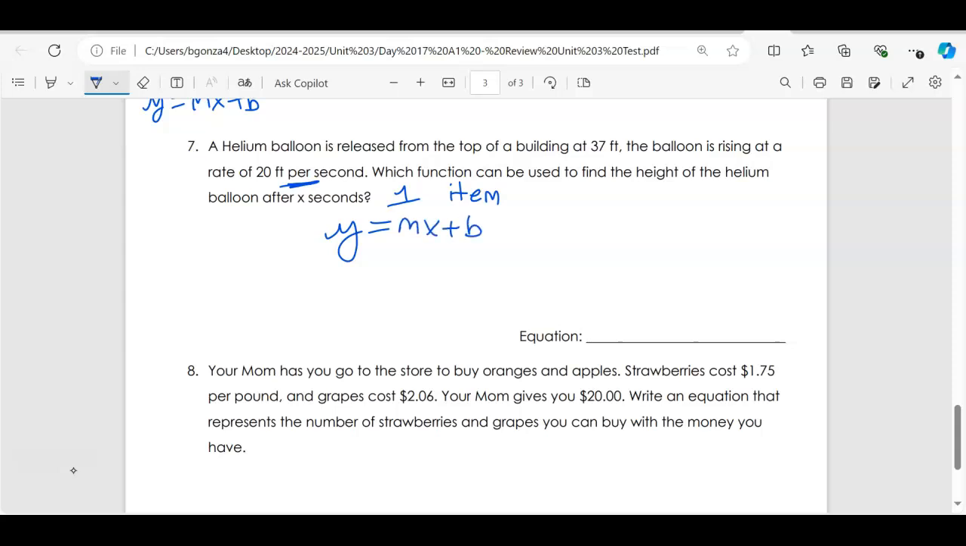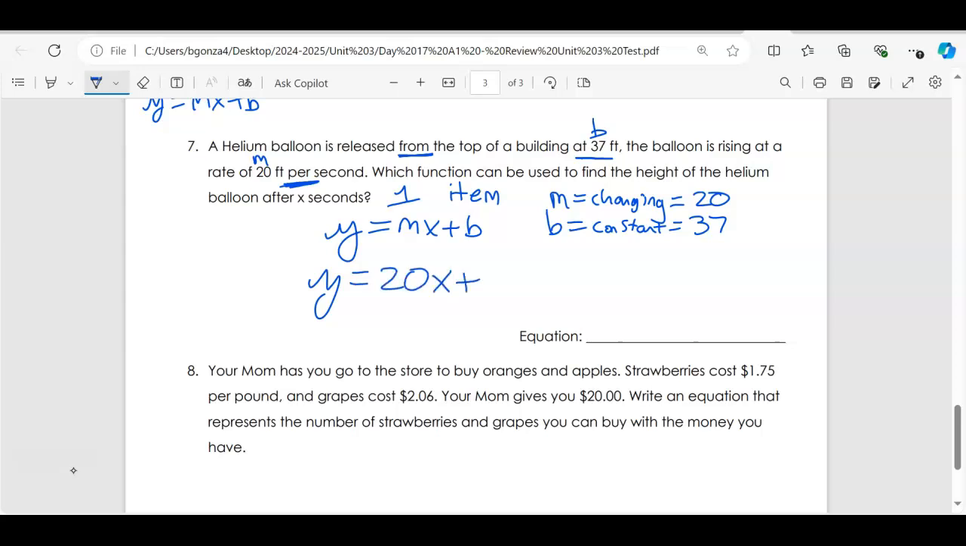So remember, m is changing. So we look for a changing word like per. So this has to be my m, which is 20. b is not changing, it's constant. It's our starting point. And it is released from the starting point, 37 feet. So that's going to be a b of 37. So since it's one item, you're using mx plus b. So it's going to be m, which is 20, x plus b, which is 37. Cool.